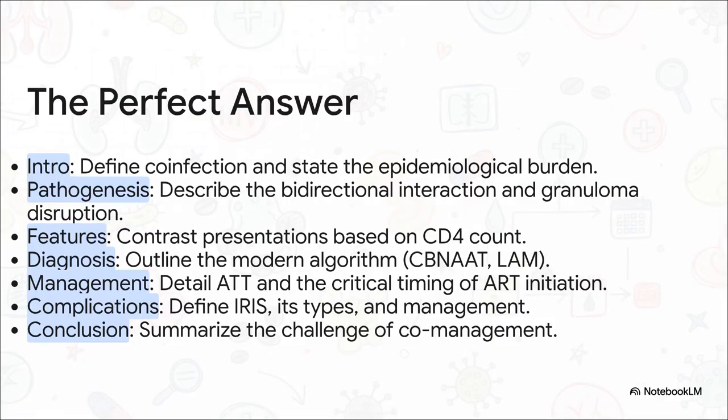Here it is. This is the blueprint for a perfect 10-mark essay answer, and it follows the exact flow of our discussion today. You start with the definition and the burden. You explain the vicious cycle of pathogenesis. You detail the clinical features, always linking them back to the CD4 count. You outline the modern diagnostic algorithm. You detail the management, making sure to highlight ART timing. You define and explain IRIS. Then you wrap it up with a conclusion about the challenges of co-management. If you follow this structure, you'll be in great shape.